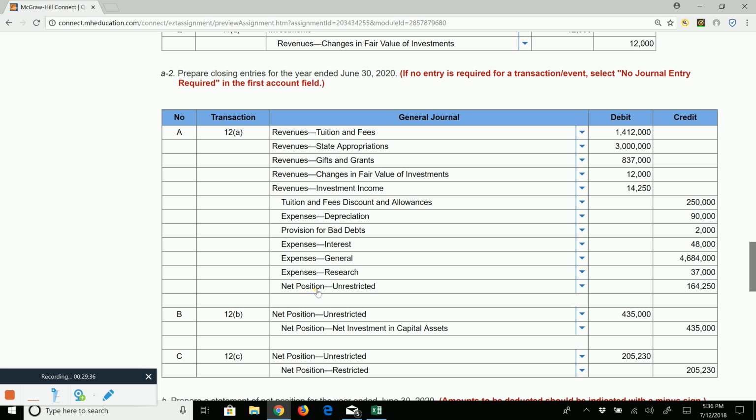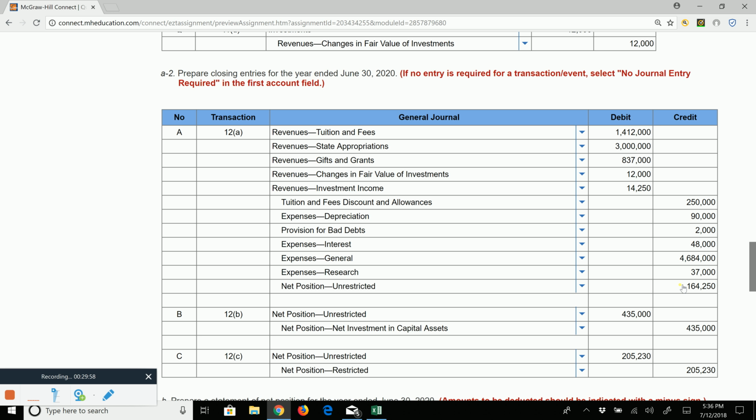And hopefully you remember this from the proprietary fund chapter. We close out everything first to unrestricted net position. And after we close out everything to unrestricted net position, then what we do is we update our restricted and our net investment in capital assets.